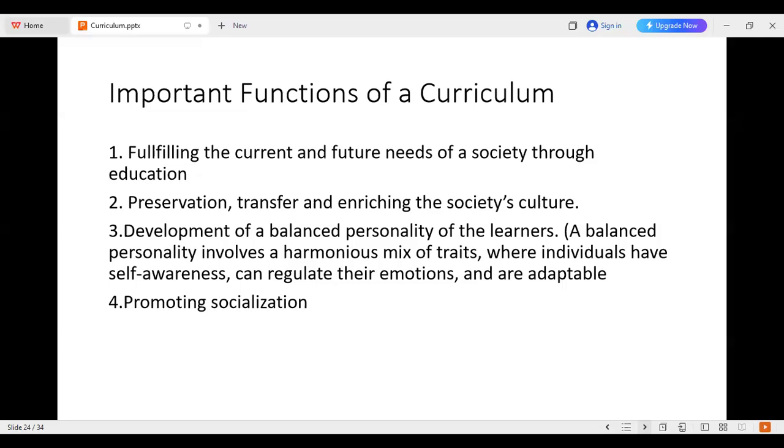Number two, preservation, transfer, and enriching the society's culture. Culture is an important part of our life. Culture regulates our social life. We select our food, we prepare our food, we eat according to the guidance we got from the culture. Our dress, our family life, our social life are highly connected with our culture.